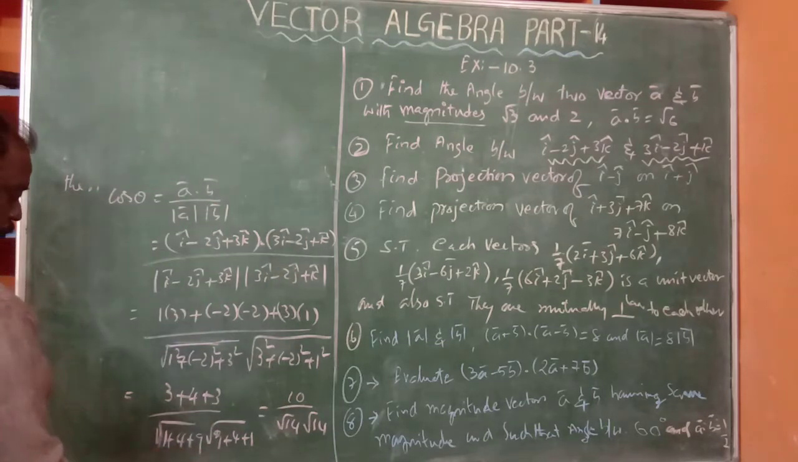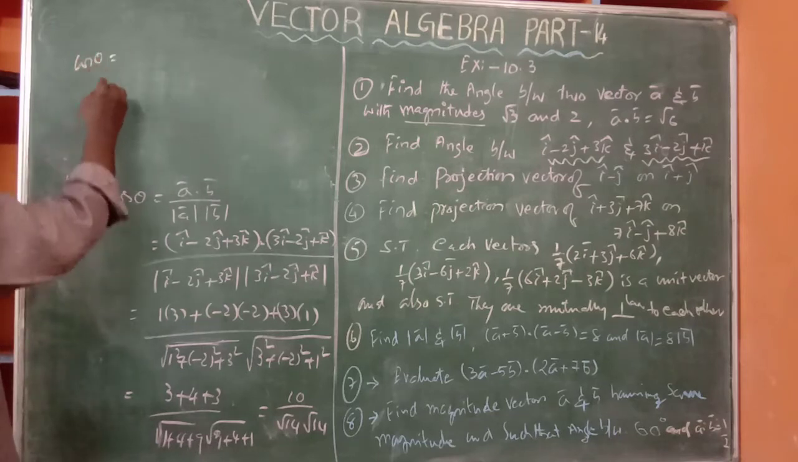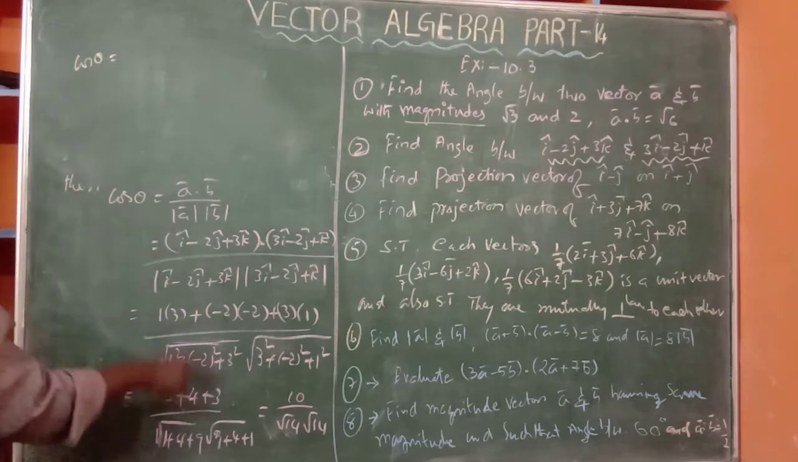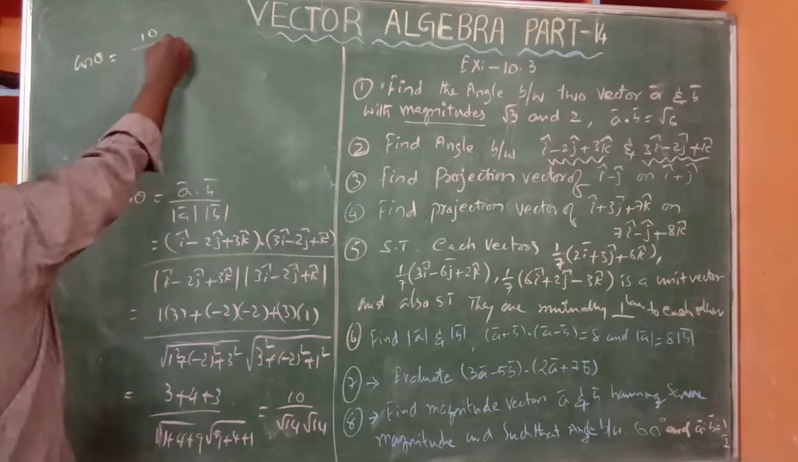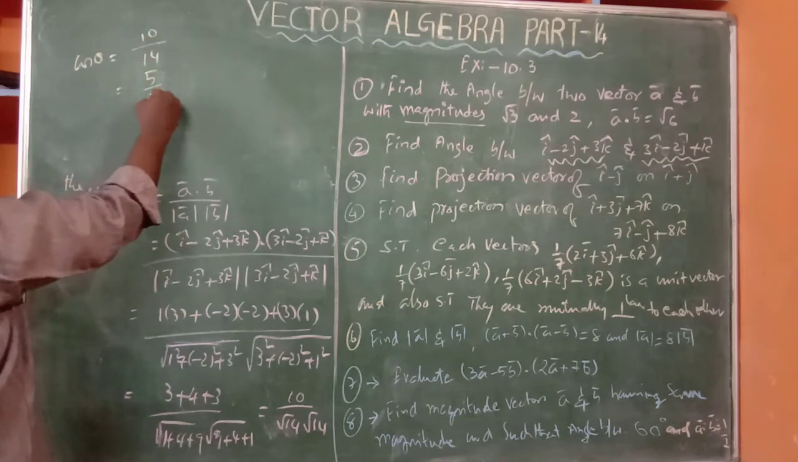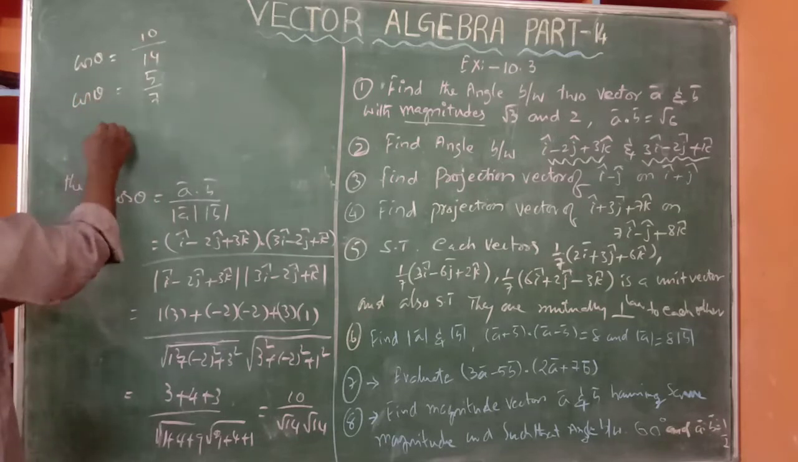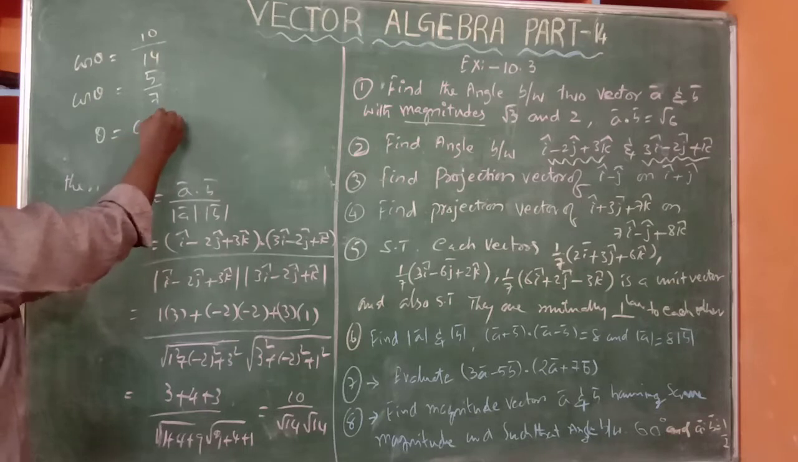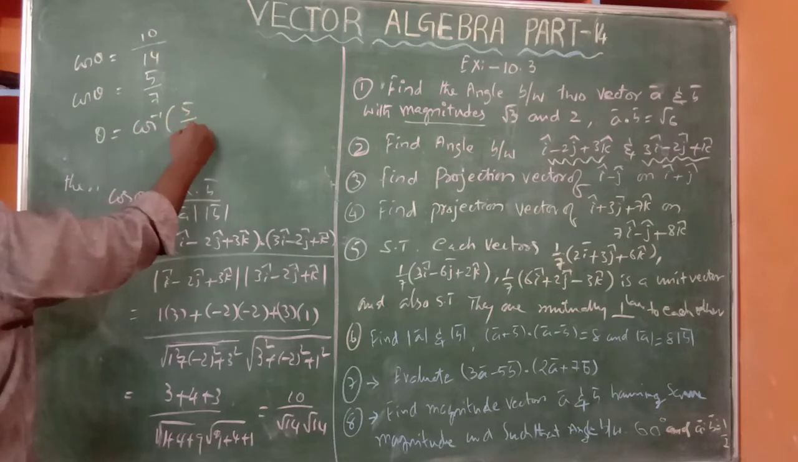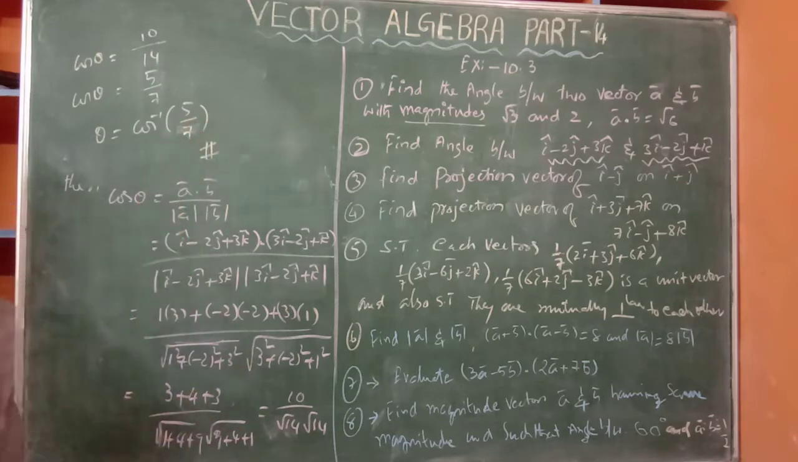Observe, again cos theta. We started with cos theta and solved it: 10 by root 14 into root 14 is 10 by 14, which is 5 by 7, since 2 fives and 2 sevens cancel. So theta is equal to cos inverse 5 by 7. Like that we have to solve.